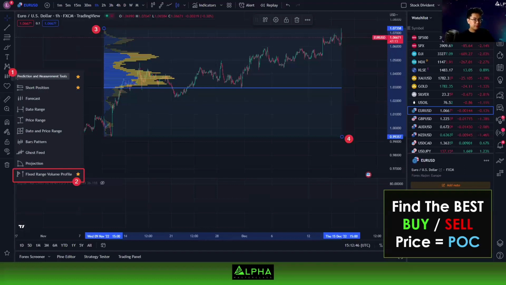What is the setting for volume profile? In fact, there's no setting for volume profile. You just adjust the column size, the bar size, small enough for you to see the peak only. Okay, this is the way to get an indicator.